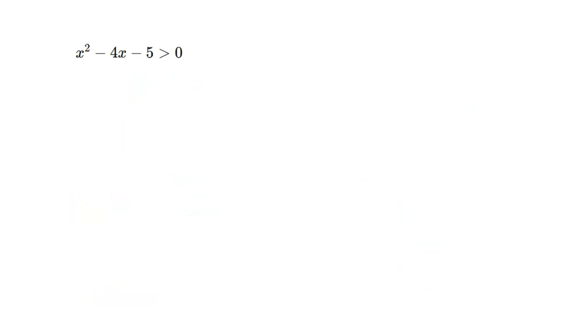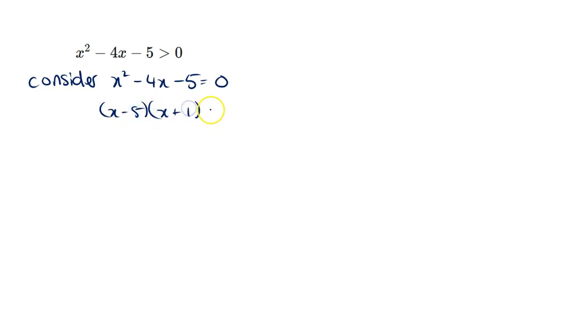Okay, let's look at a different sort of problem. We're going to start this in exactly the same way. I'm going to consider what happens when this inequality is equal to 0 to find the roots of the function. Again, I will factorize this. You could use the formula if you prefer. Two numbers that multiply to give -5 and add to give -4 are -5 and +1. If this bracket, x minus 5, is equal to 0, then x is equal to 5. Or if this bracket is equal to 0, we have x being equal to -1. So these are the roots of the function.